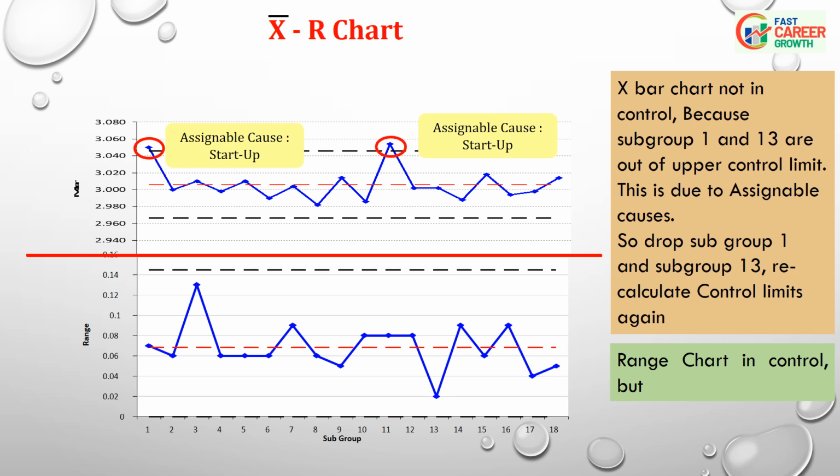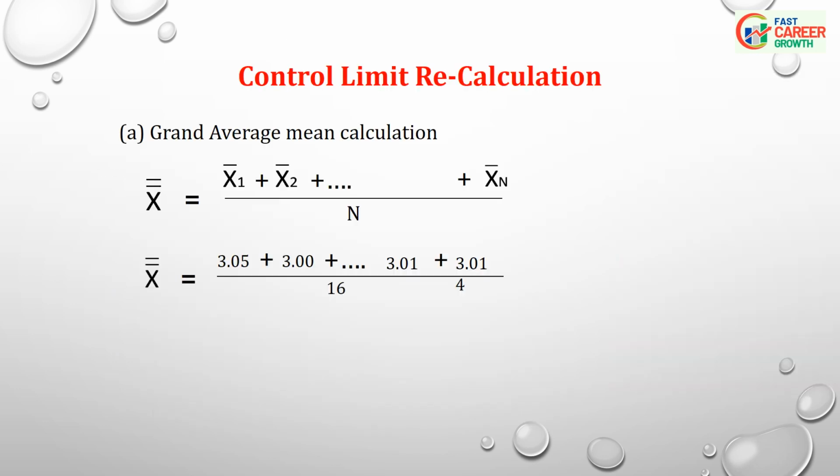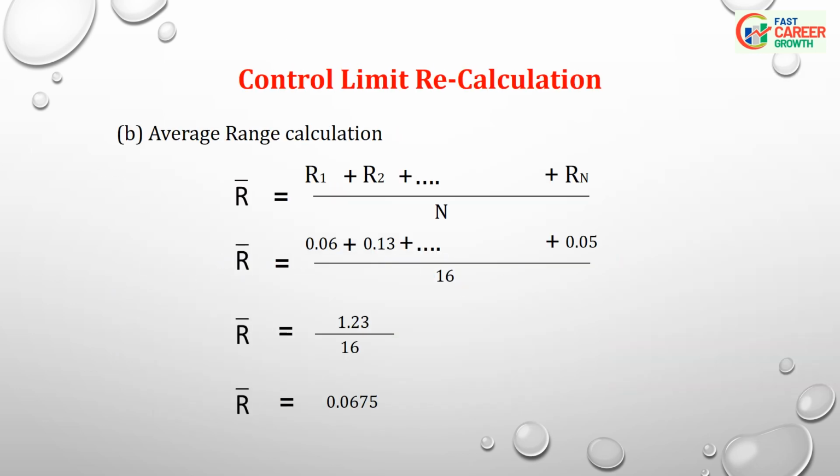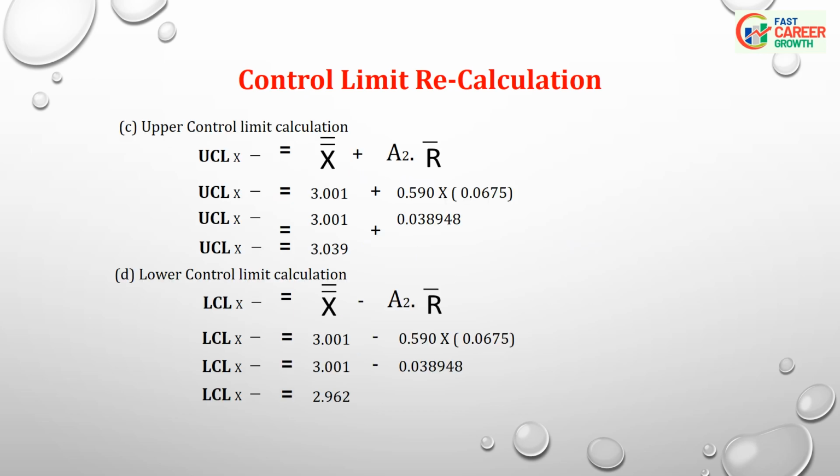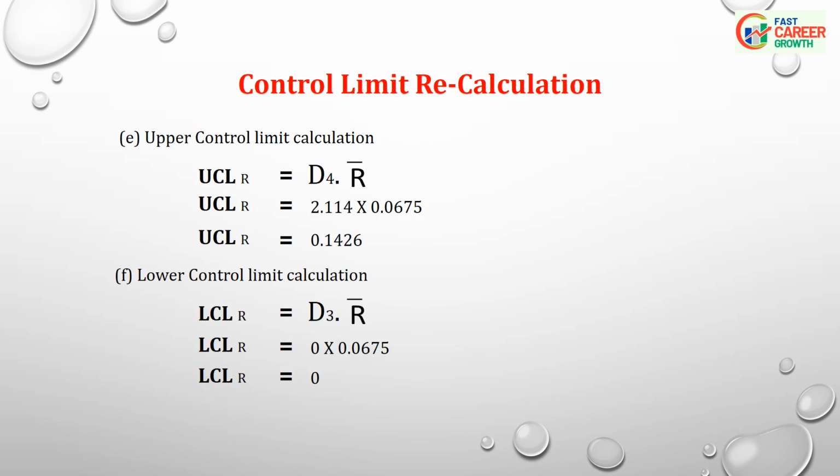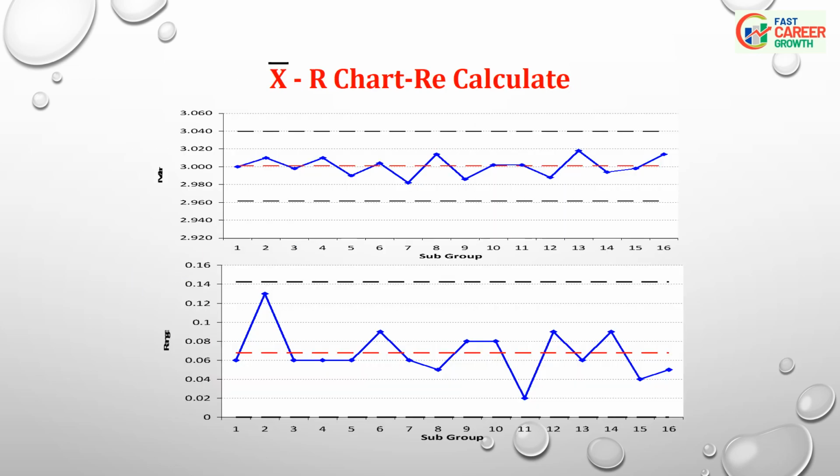Next, recalculate x double bar. Next, recalculate the average range for x bar. Next, recalculate the upper and lower control limits for x bar. Next, recalculate the upper and lower control limits for range. Then report the x bar R chart. Here both the x bar and range charts are under control.